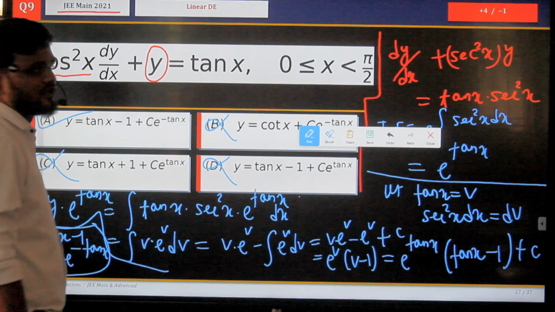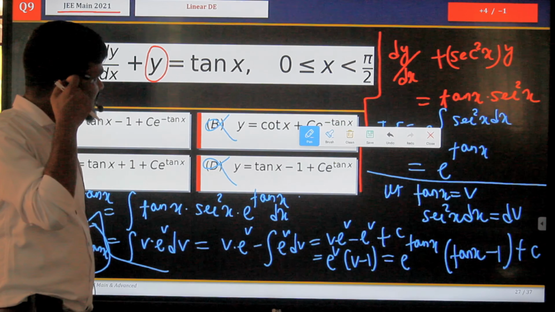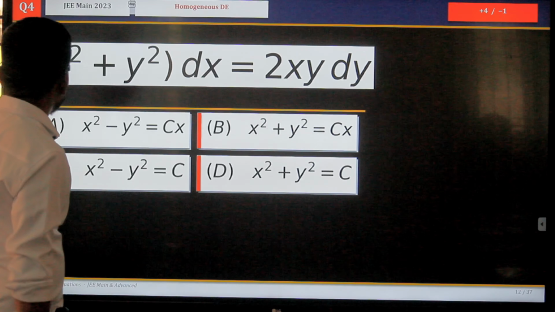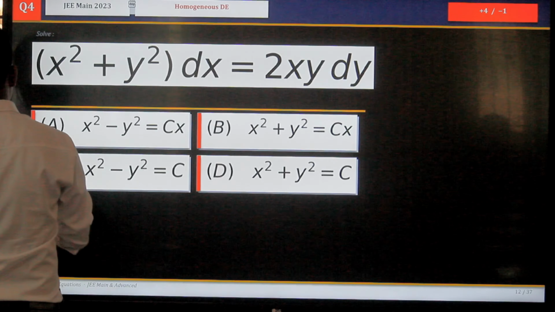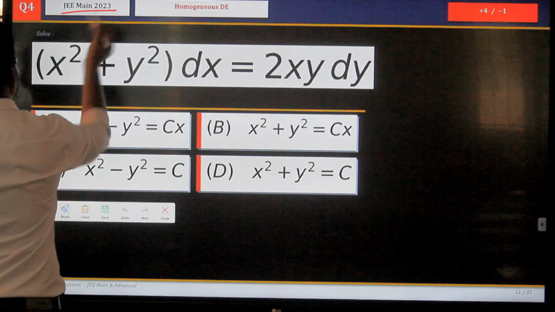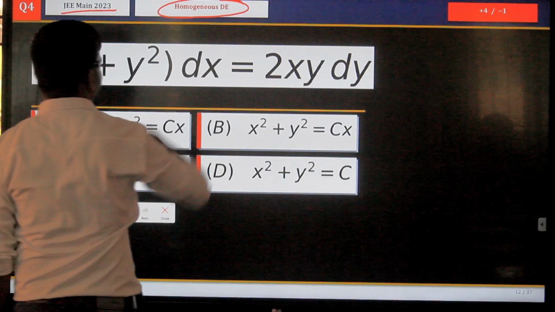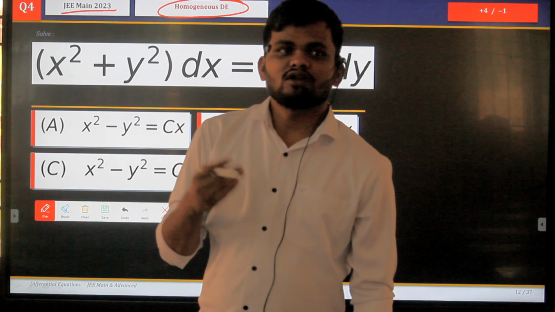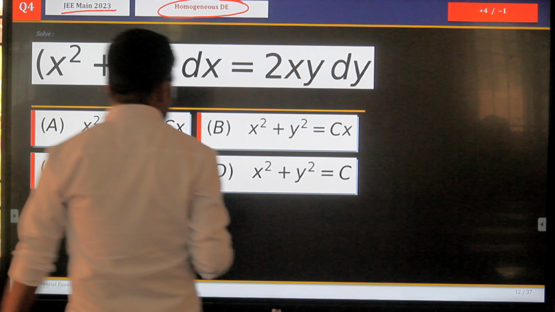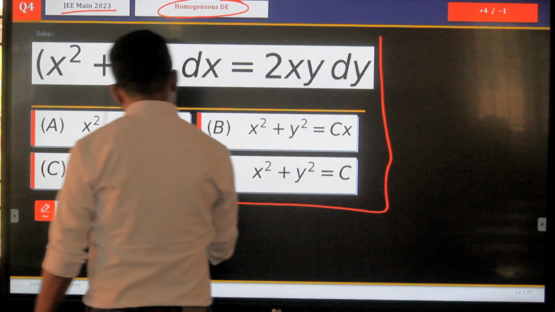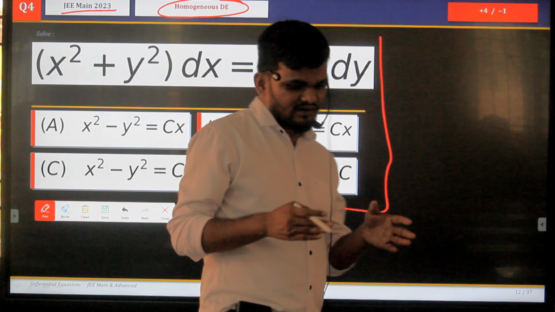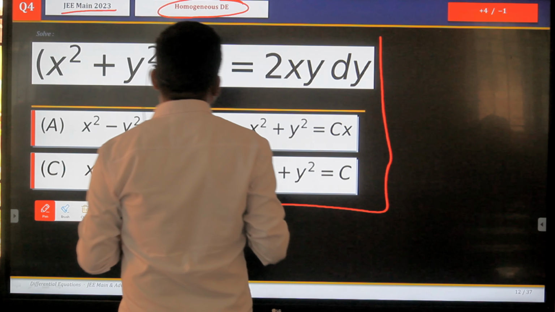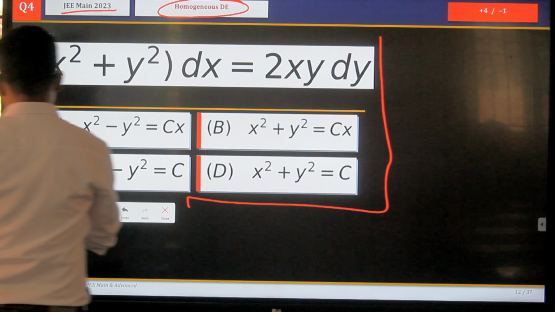I think you understood. In the previous slide we already discussed how it is done, right? So the next question is from JEE Main 2023, which is based on homogeneous differential equations. Homogeneous means the power is the same, okay, the x power and y power should be the same. A differential equation is said to be homogeneous if it contains the same degree in all the terms wherever x and y are present.